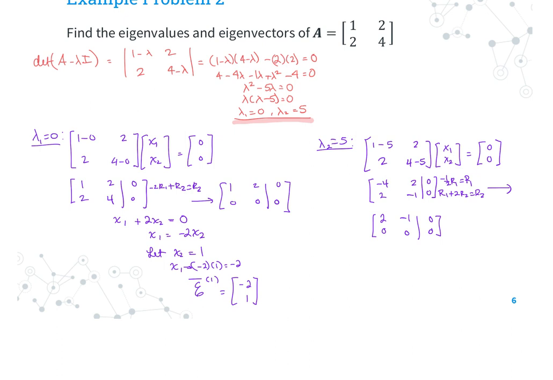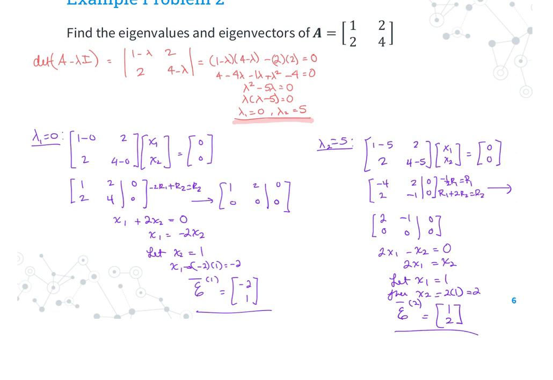So in this case, we end up with 2x1 minus x2 equals 0, or 2x1 equals x2. So if we let x1 equal 1, then x2 is going to equal 2 times 1, which is 2. So our second eigenvector is going to be 1, 2. And that's the rest of what we were asked for here.